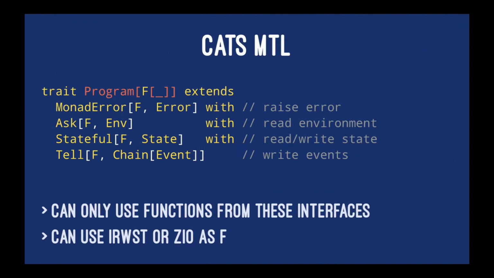One option is using Cats MTL. So Cats MTL is a bunch of type classes, or a bunch of interfaces, basically, that expose only some features. So we have MonadError, Ask, Stateful, and Tell. So they only allow us to raise an error, read the environment, write events. They don't let us run some effect if we only use those, because we don't know what the F actually is. We can use ZIO as an F behind the scenes, but we don't have access to ZIO.effect or fork or these other functions that are too powerful. So this is a good idea on paper.